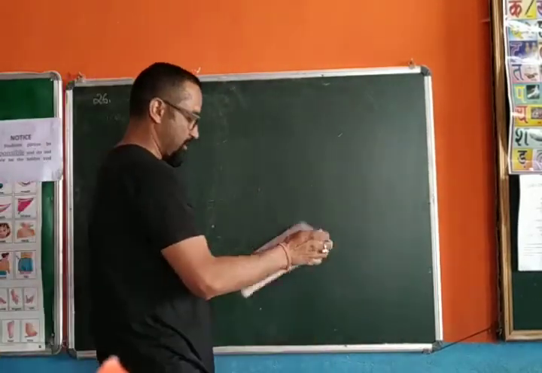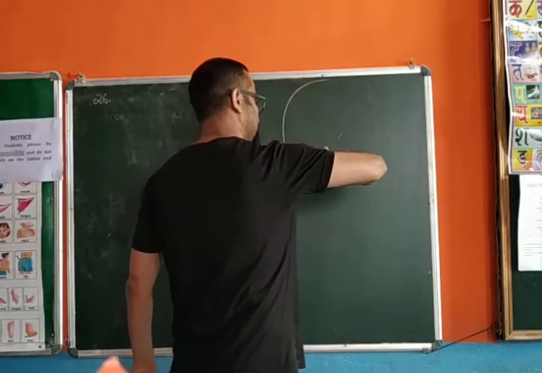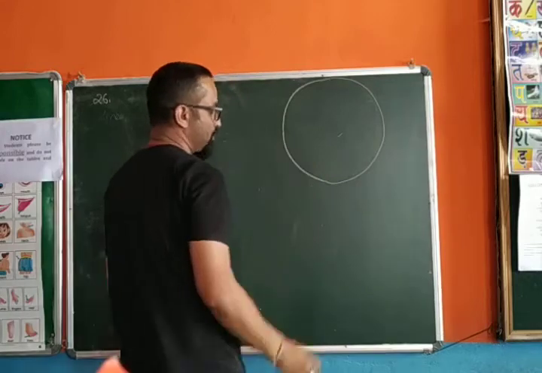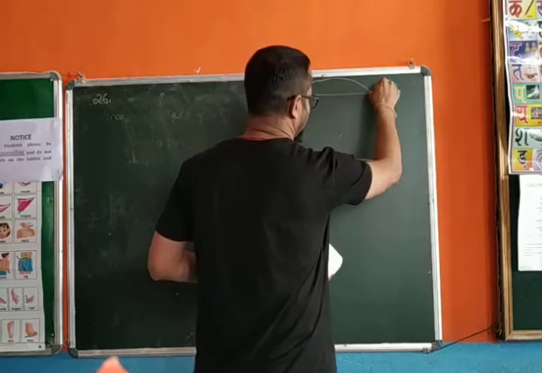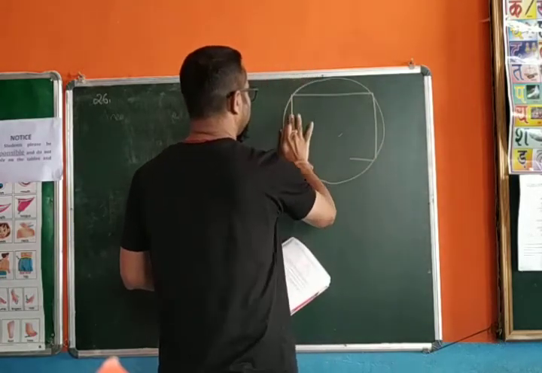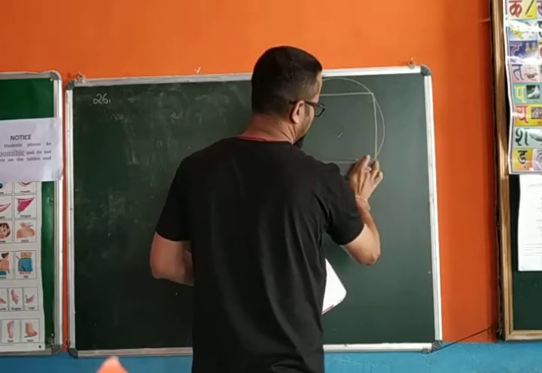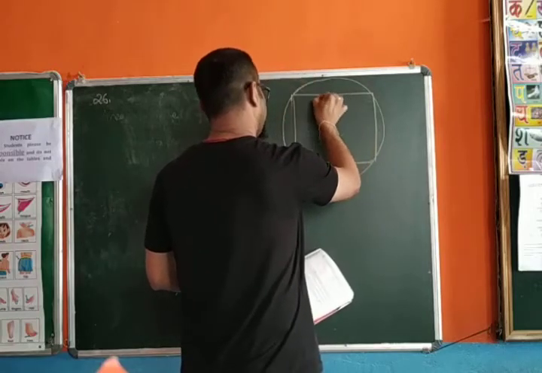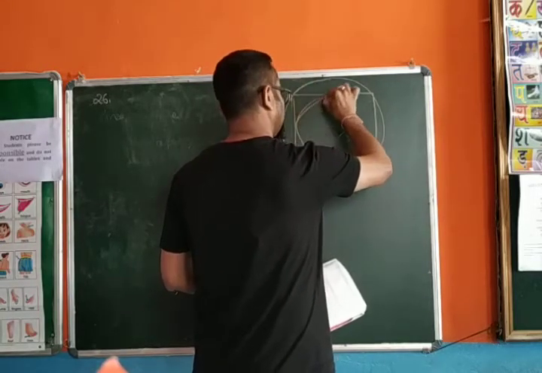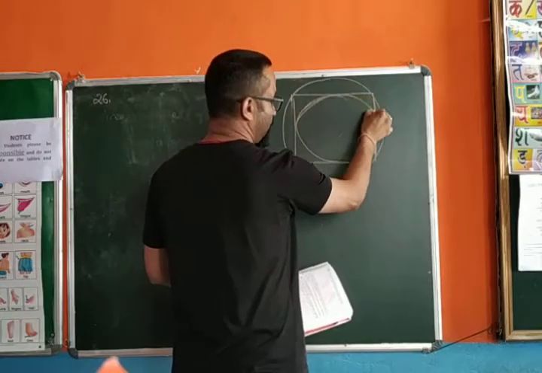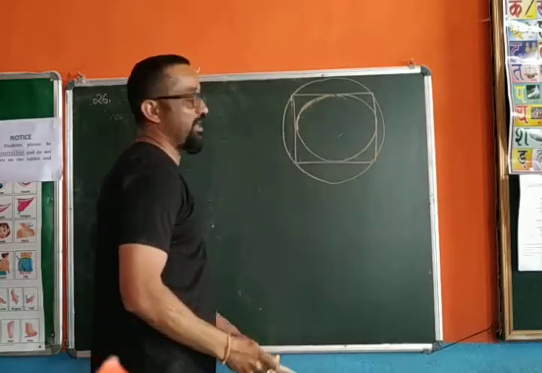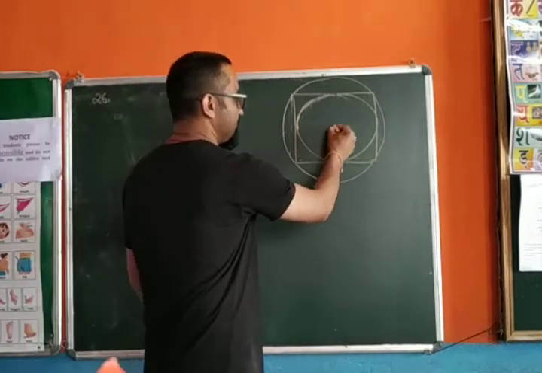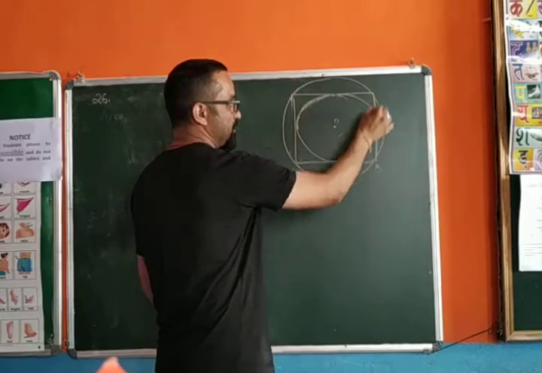In question 26, you don't have any values given. There are no values given, but you have a figure, a circle. Inside the circle there is a square. Then you have a circle inside. This circle is touching all the sides of the square. One is circumscribed, another one is inscribed. O is the center. A, B, C and D.